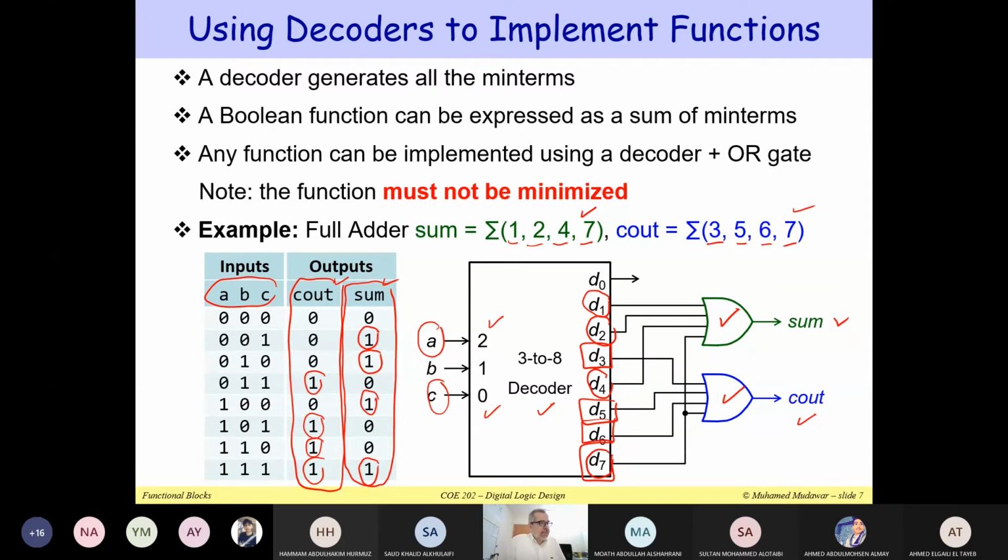Okay, you see how simple it is. Do you have any question about this? If you have any question, you can interrupt me or raise your hand, and I will be glad to answer your questions. So this is one way to use decoders: we can use them to implement functions. Let us continue.